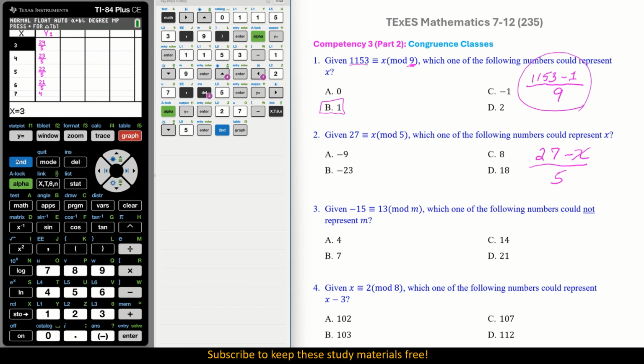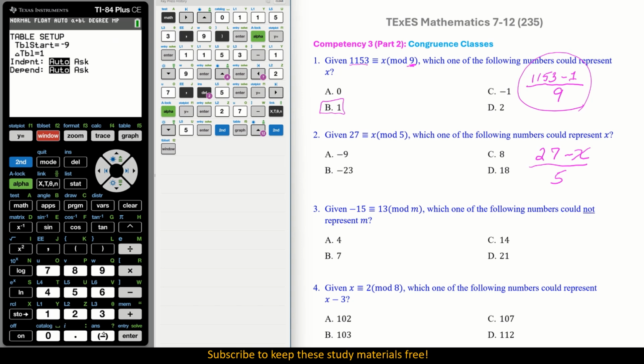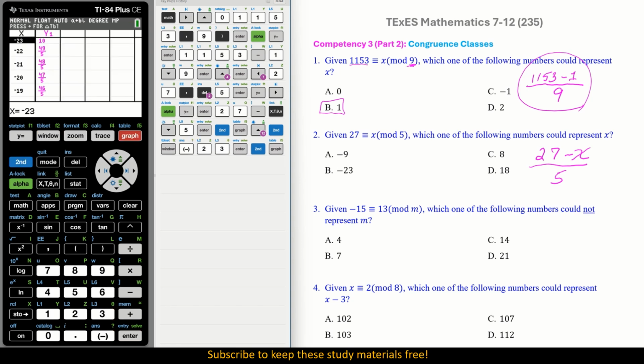I'm going to take my window. Well, I can just arrow up. I want to look at -9 first. That is not an even value. So that tells me if I put -9 in for x and I divide all that, it's not going to happen. I need that even quotient. All right, so I'm going to go second window and try -23 and see what happens. Second graph. Ooh, that is even. So that tells me option B is a taker.